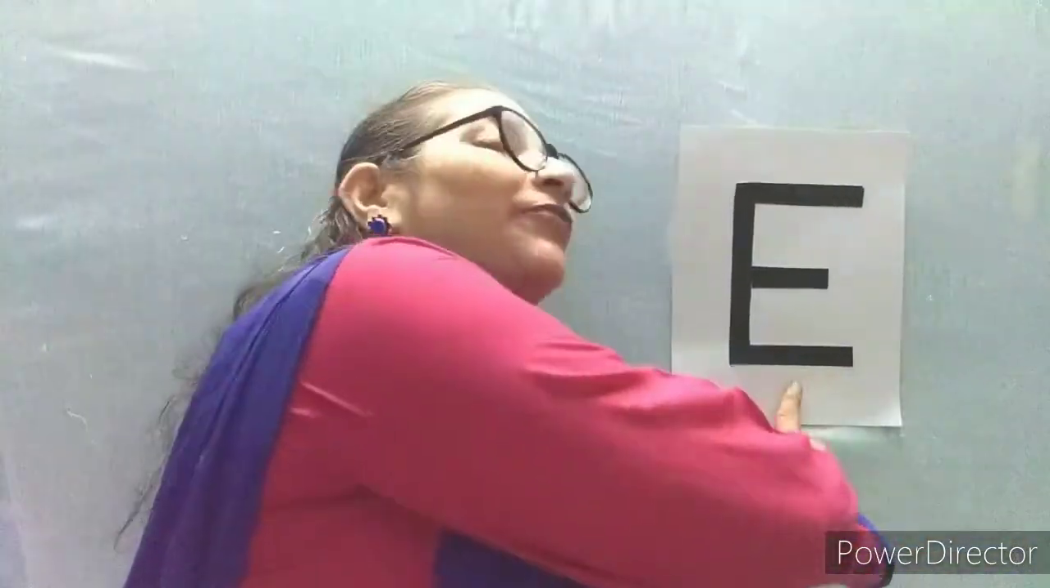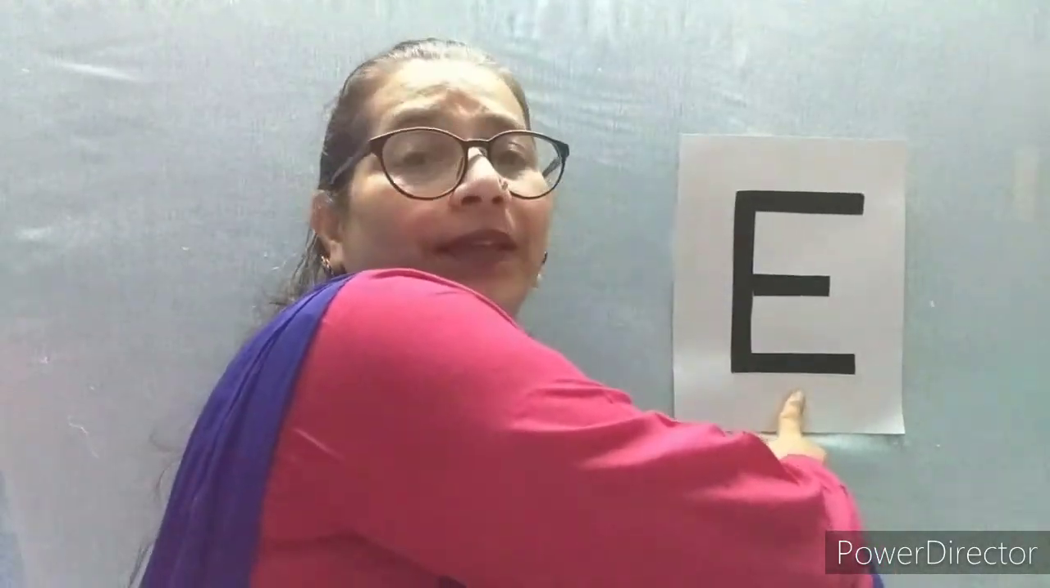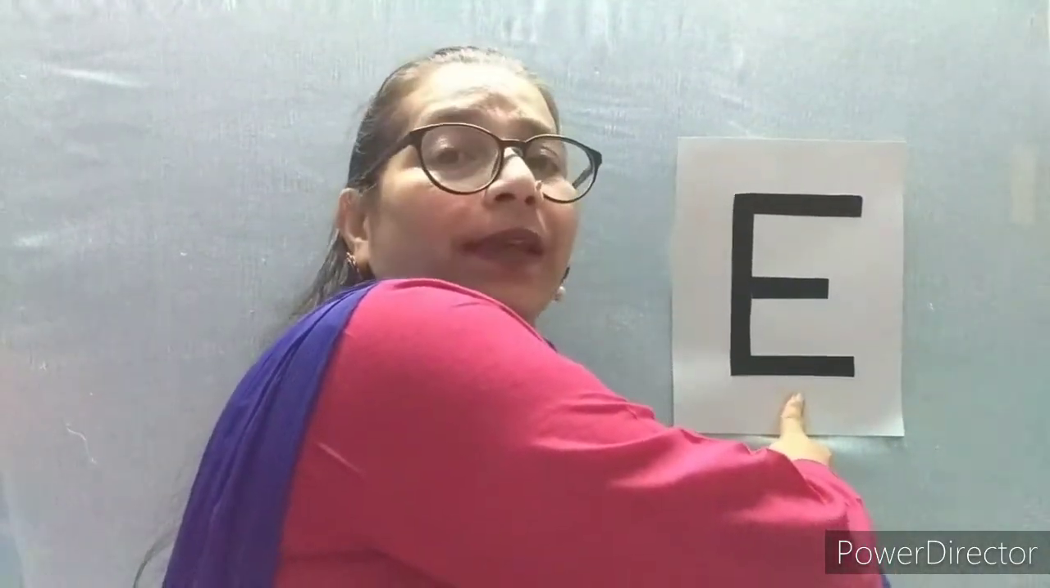See children, which alphabet is this? E. E says E. E for elephant. Elephant lives in jungle. It loves to eat bananas.